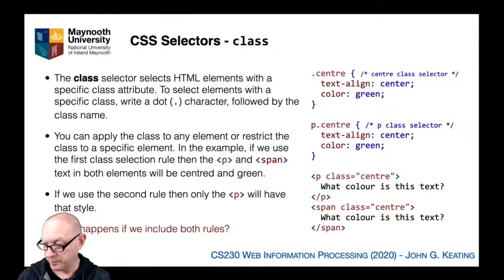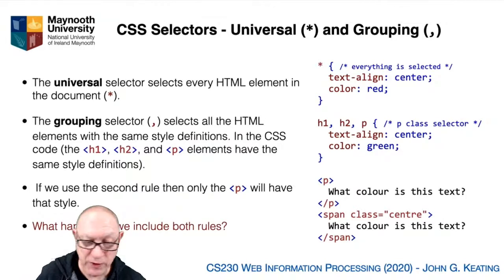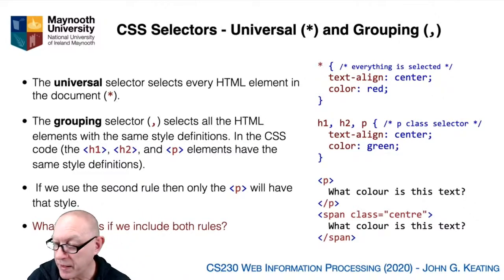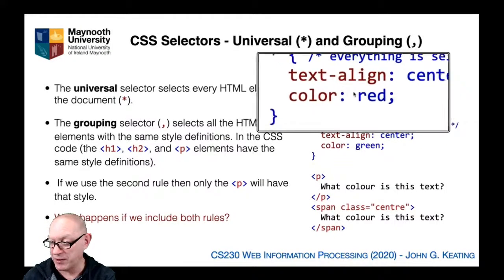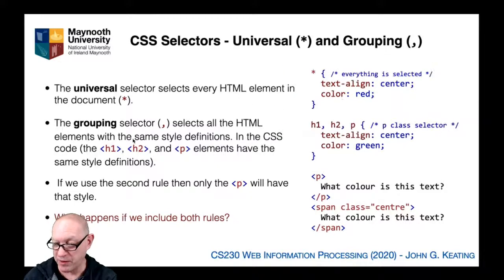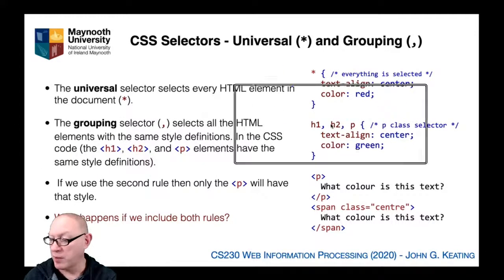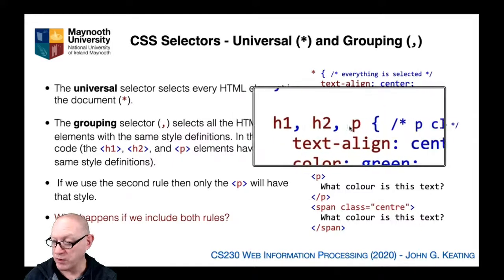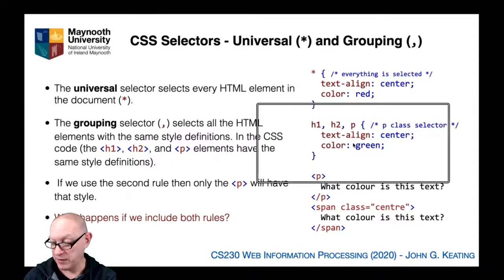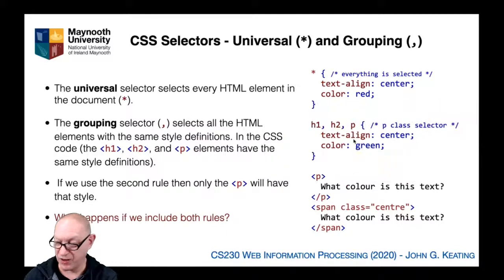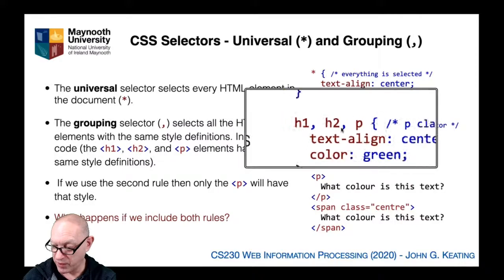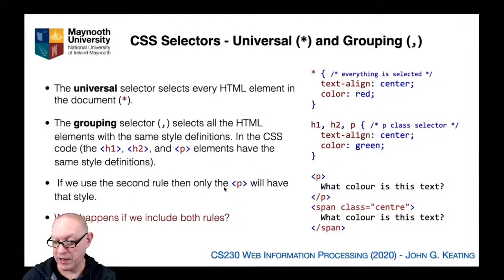Let's move on. Okay, so there's a universal selector in place as well. Okay, and that selects every HTML element in the document. So we use the star. So we can force everything to be selected, and we can give the text alignment to be red, the color to be red. We can use a grouping selector, which is a comma. That allows us to group these elements, H1, H2, P, and we can align these as well, okay, to be green and be centered if we want. But important is the comma that allows us to select groups. And if we use the second rule, only the P will have that style.